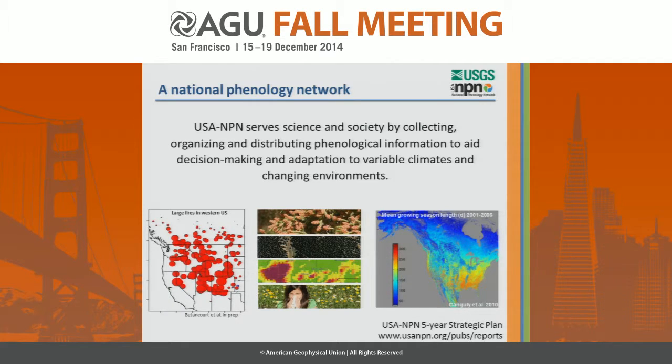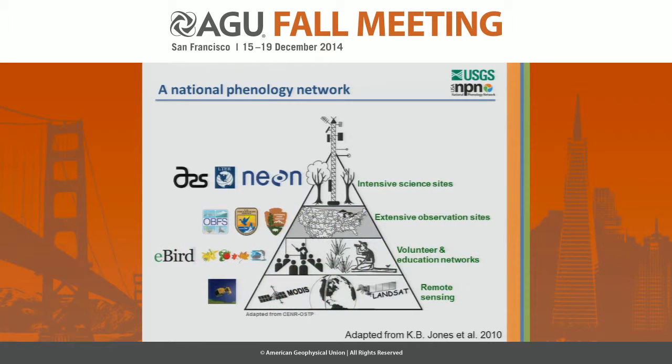We have a very diverse set of stakeholders, research scientists, natural resource managers, et cetera. You might use phenological information to understand the probability of large fires in the western U.S. You might use phenological information to understand patterns of pollen production and allergies in the American public, or you might use it, as we've heard already, to understand changes in carbon dynamics on a continental scale.